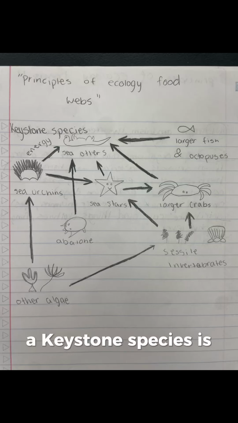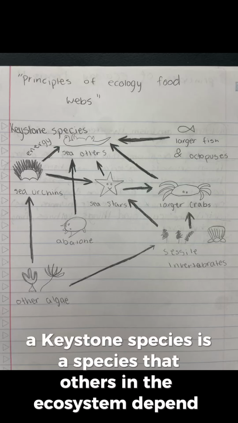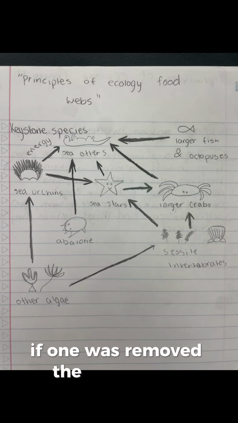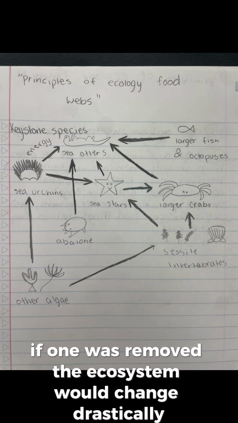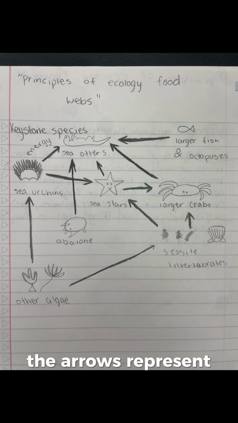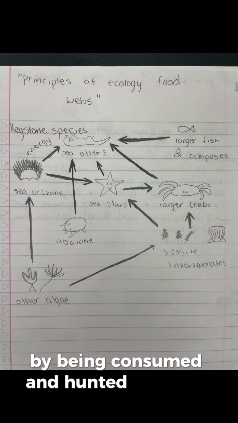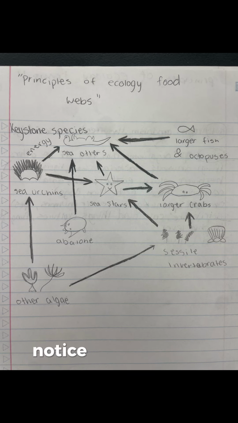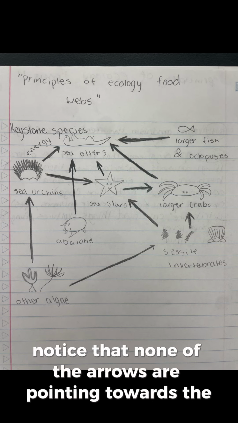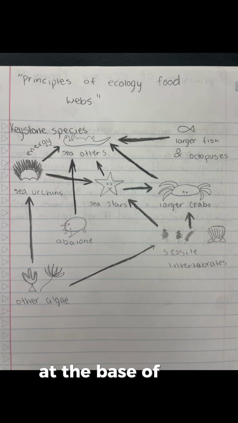A keystone species is a species that others in the ecosystem depend on. If one was removed, the ecosystem would change drastically. In the food web shown, the arrows represent the direction that energy is moving by being consumed and hunted by other predators. Notice that none of the arrows are pointing towards the plants at the base of the food web.